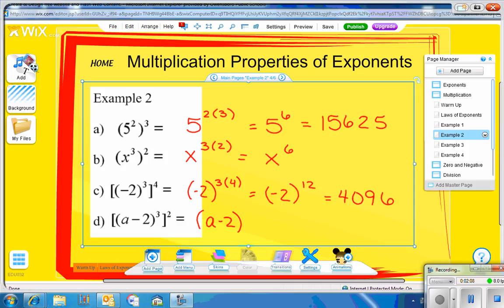Exponent raised to an exponent means I multiply those. And I'm going to get a minus 2, still in parentheses, to the 6th power. You cannot distribute that 6 to the a and to the negative 2 because it's not being multiplied. Okay? Whenever it's added or subtracted, you can't just distribute the 6 over it. It will not work.